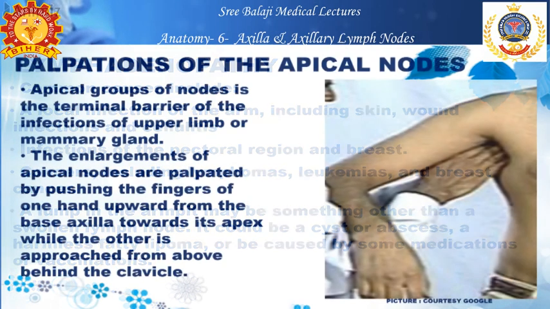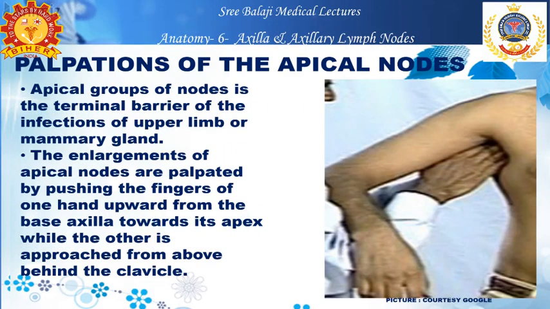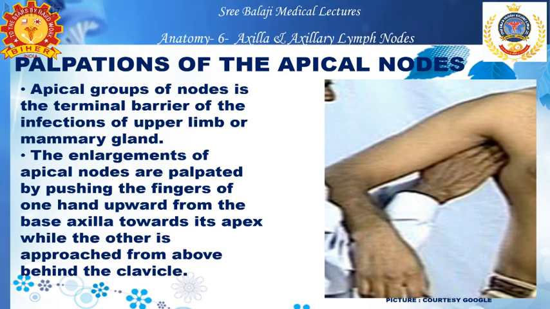Palpation of the apical lymph nodes. The apical group of nodes is the terminal barrier of infection of the upper limb or the mammary gland. So the enlargement of these nodes is palpated by pushing the fingers of one hand upward from the base of the axilla towards its apex, while the other hand approaches from above, behind the clavicle.